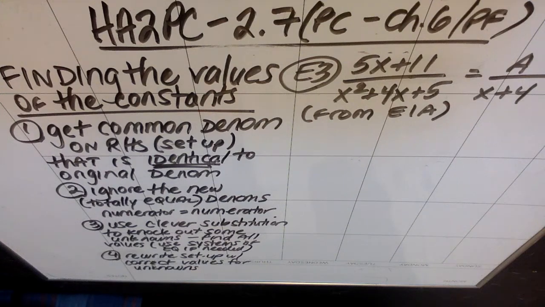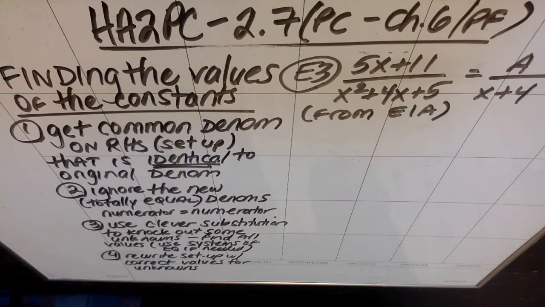Honors Algebra 2 Pre-Calc. We're doing partial fraction decomposition, which is section 2.7 in the pre-calc book, but part of our chapter 6/partial fractions unit. Okay, so now we're going to talk about how to find the values of those unknowns that we put in the setup. So, finding the values of the constants.